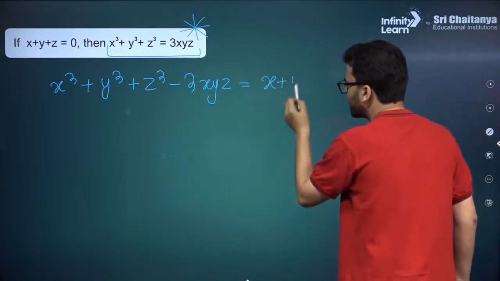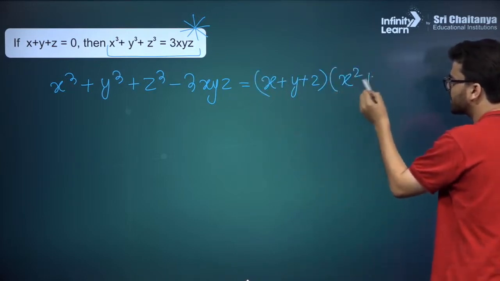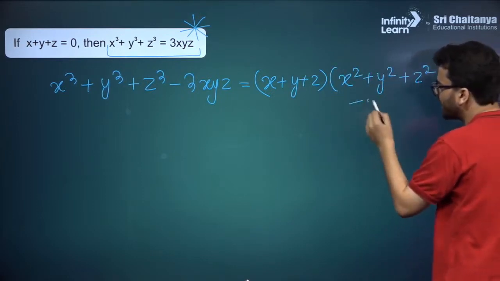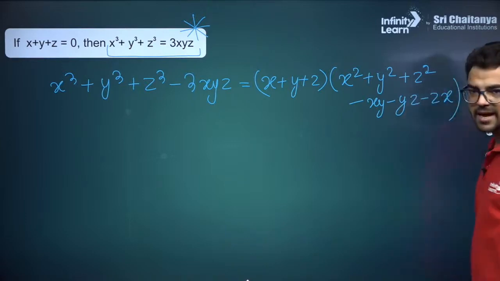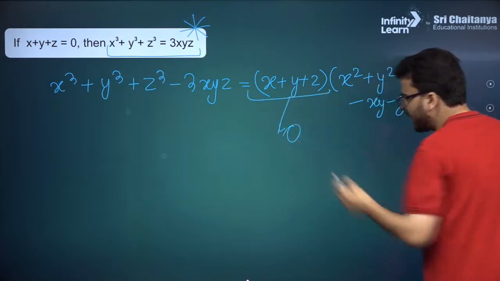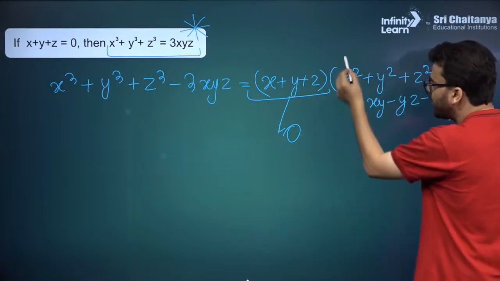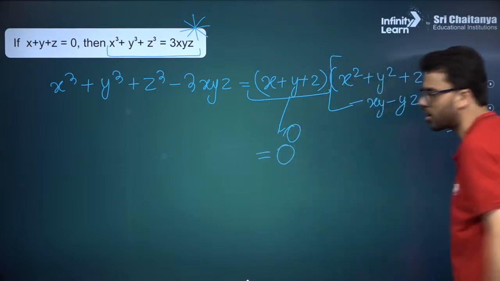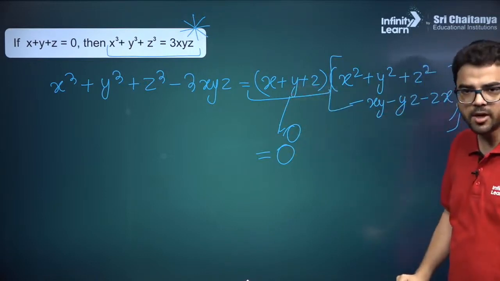This is equal to x plus y plus z into x square plus y square plus z square minus xy minus yz minus zx, right? We remember this formula, in the previous slide we did it. Now suppose you take x plus y plus z to be equal to 0, what will happen? 0 multiplied by anything is 0. The whole right hand side will become equal to 0 or not? Tell me. If x plus y plus z is 0, the whole right hand side will become equal to 0.